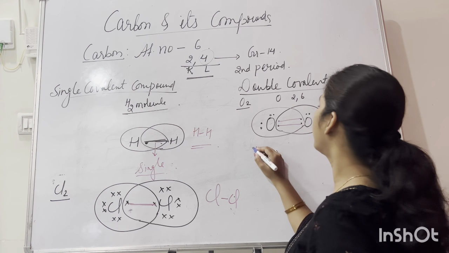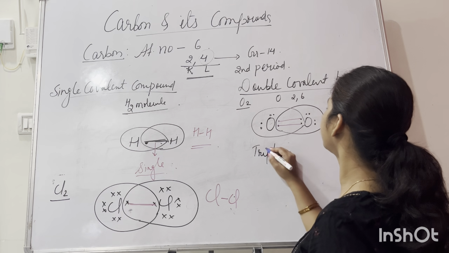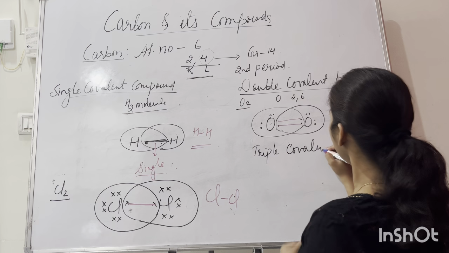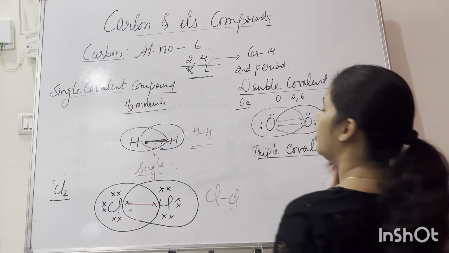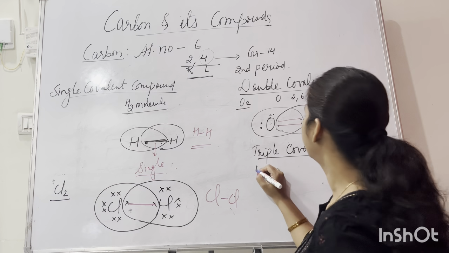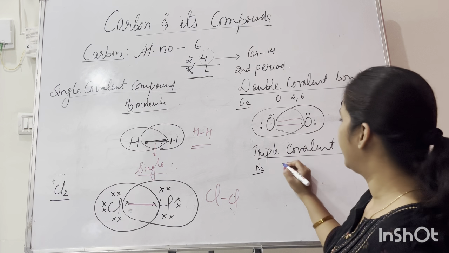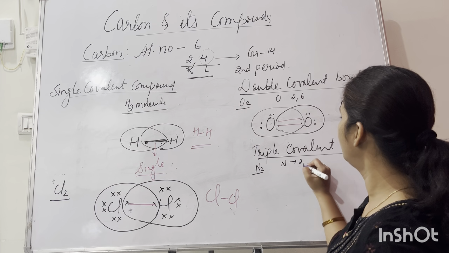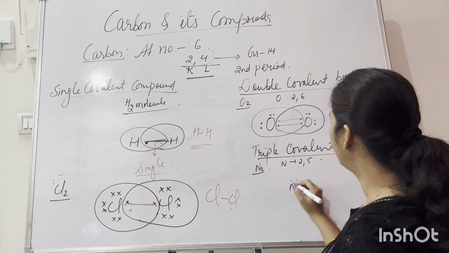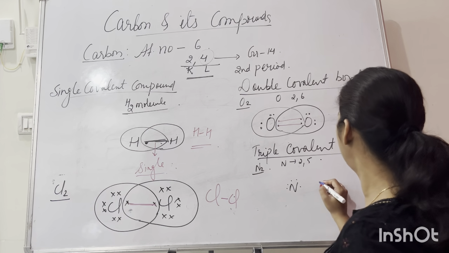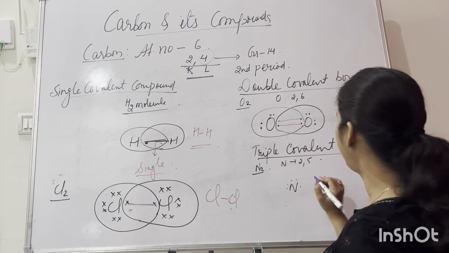Next is a triple covalent bond. Example, nitrogen, N2 molecule. Electronic configuration of nitrogen is 2, 5. That means it needs 3 electrons. 1, 2, 3, 4, 5 and 1, 2, 3, 4, 5.